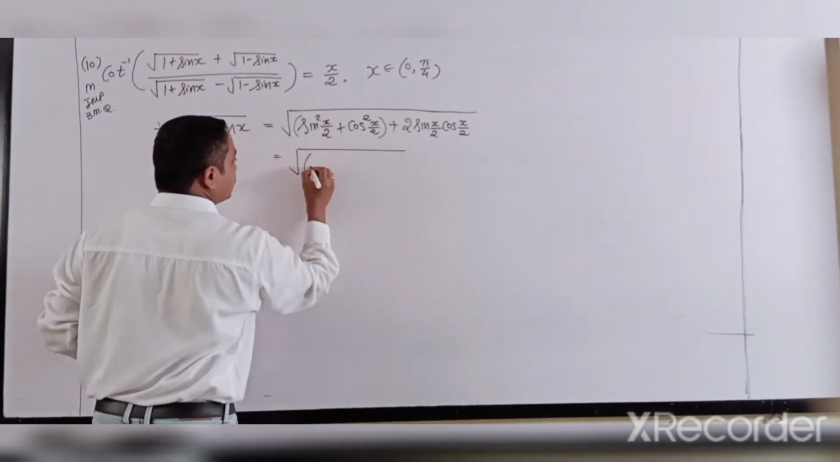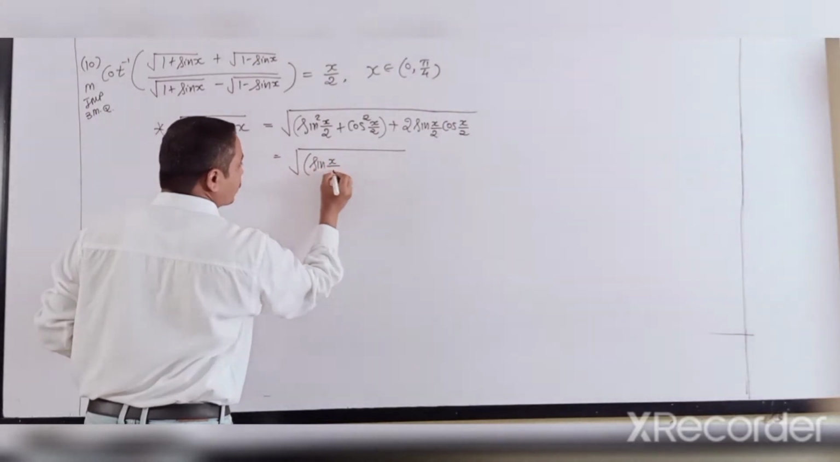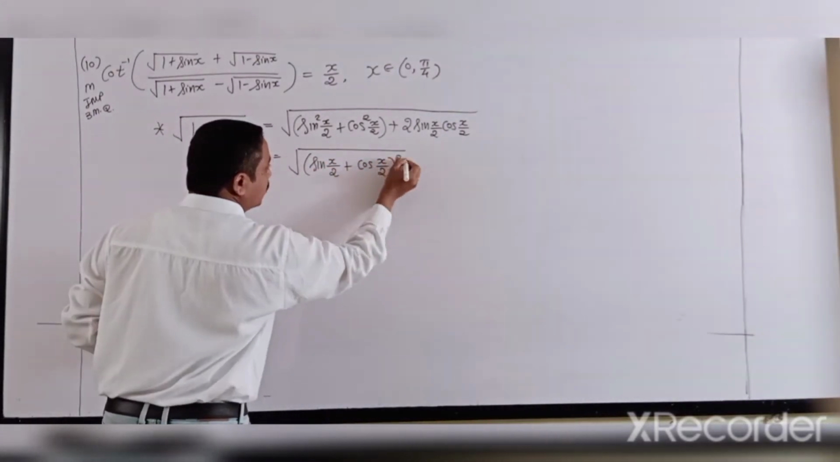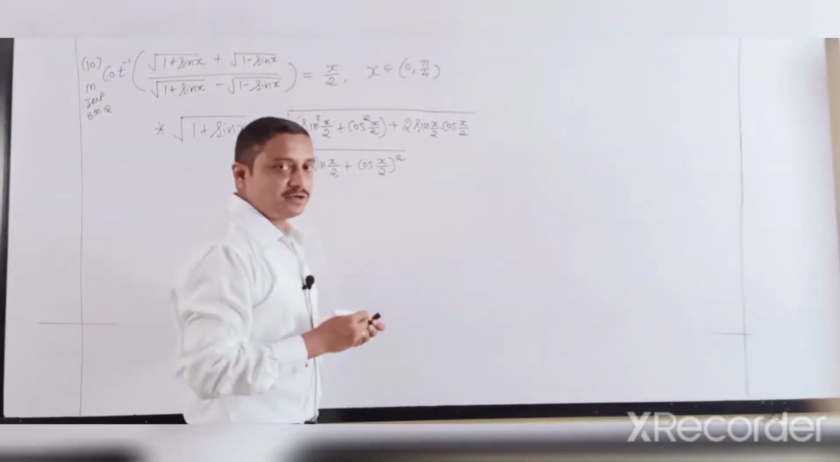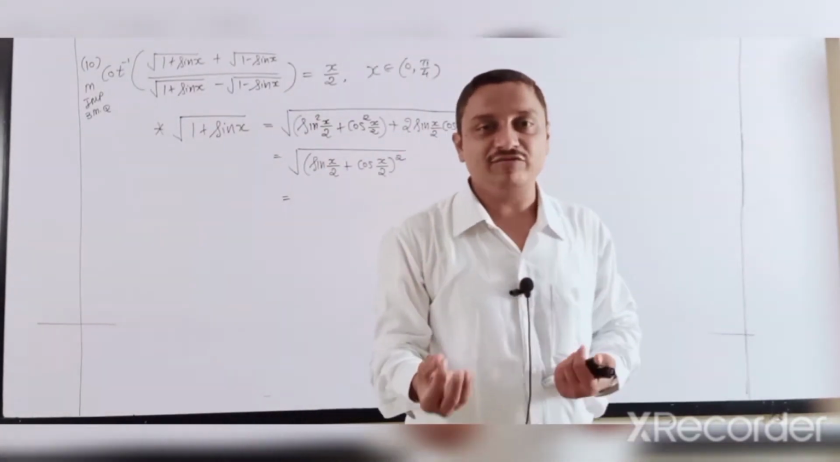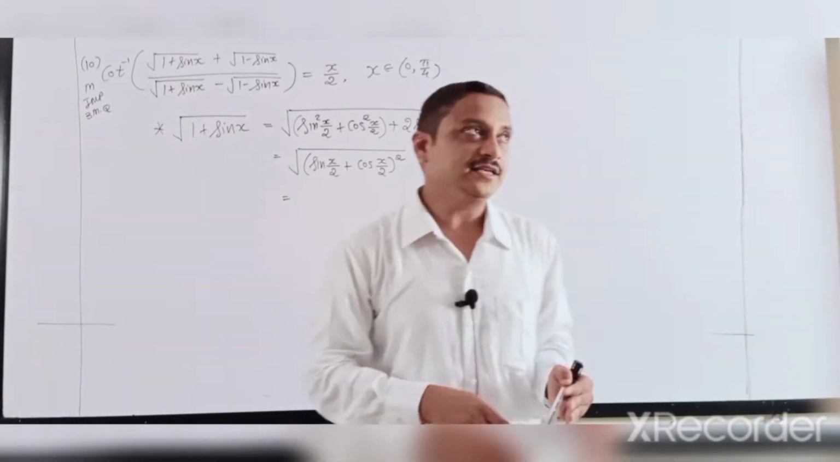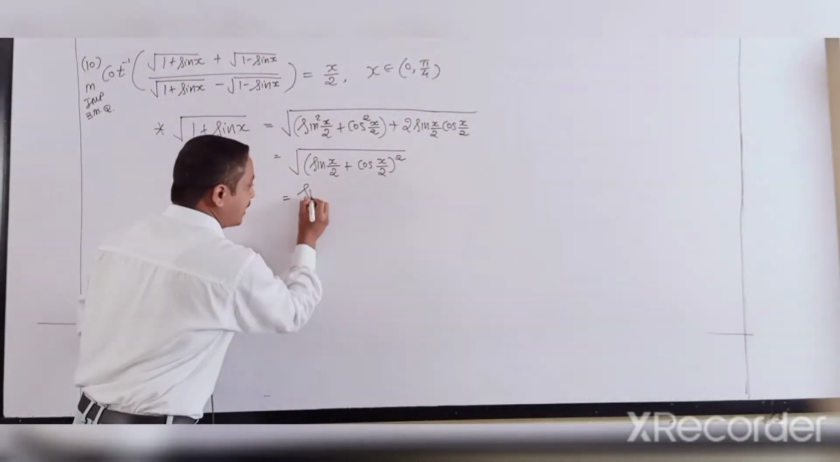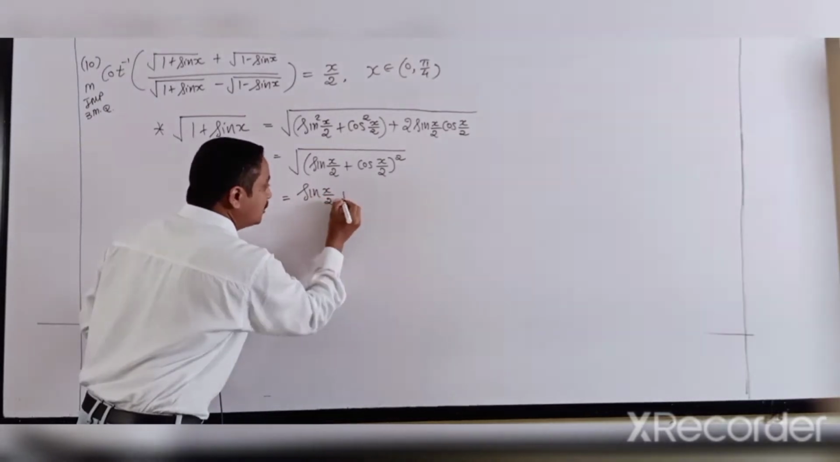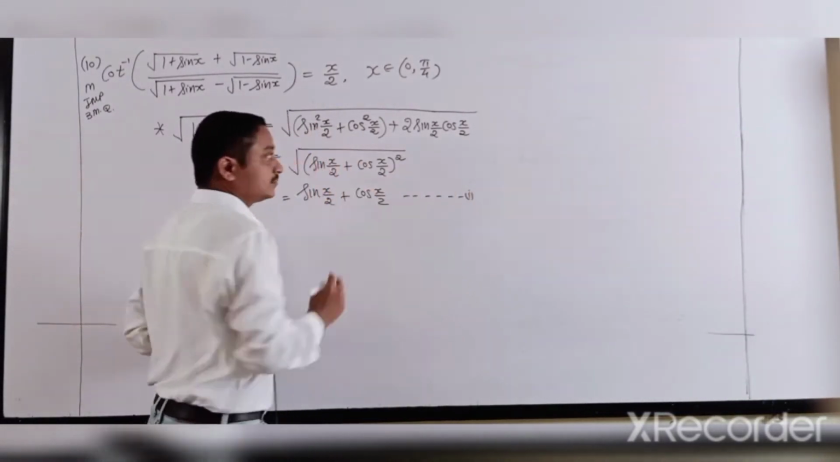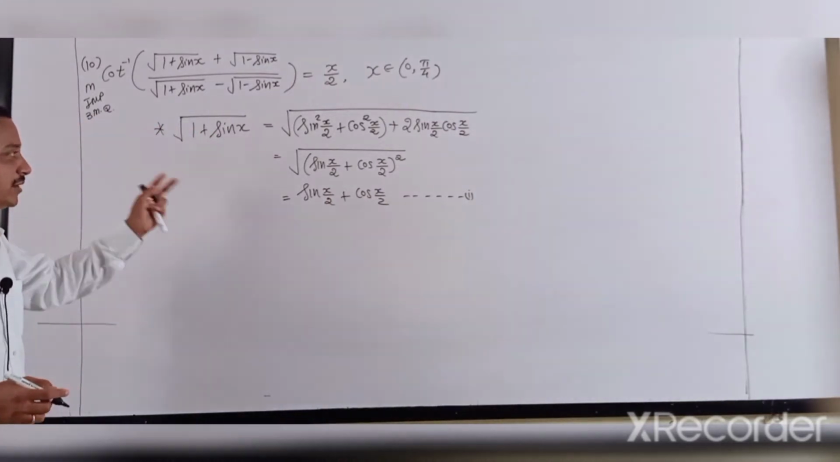Now it is a perfect square: sin x by 2 plus cos x by 2, whole square. And between them plus is given, so definitely it is positive. So I just remove the root and the square, and the other values as they are. Statement 1, it's a very simple solution.